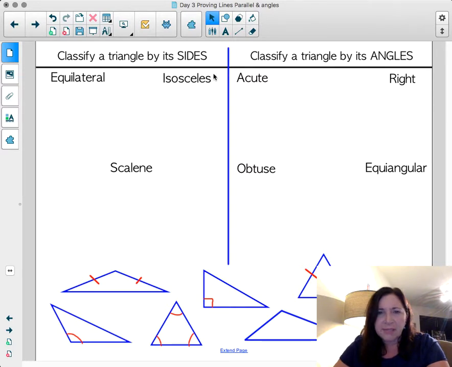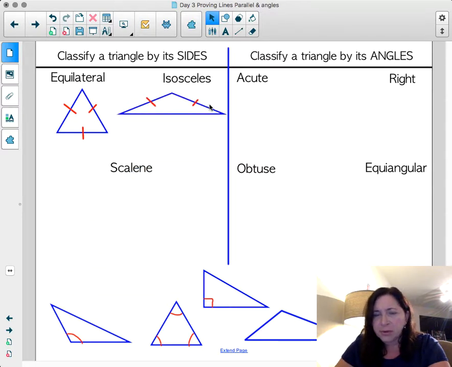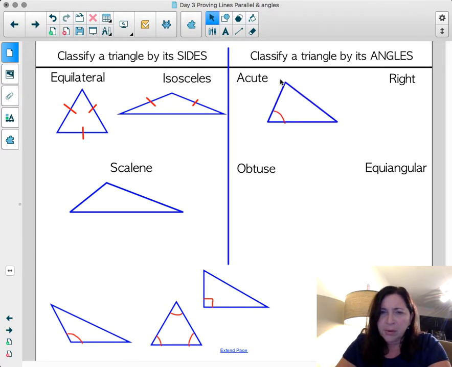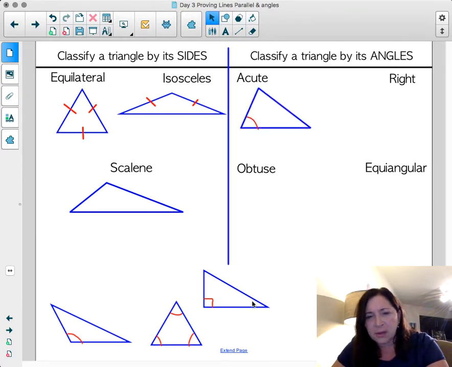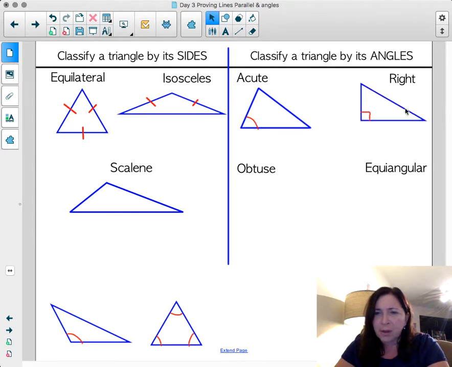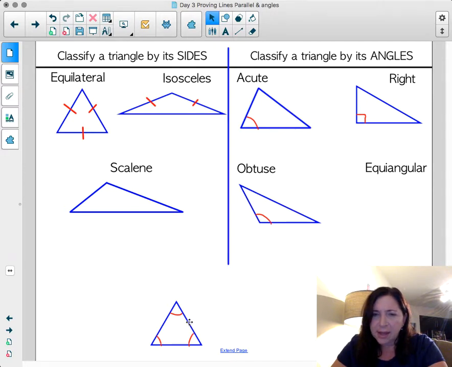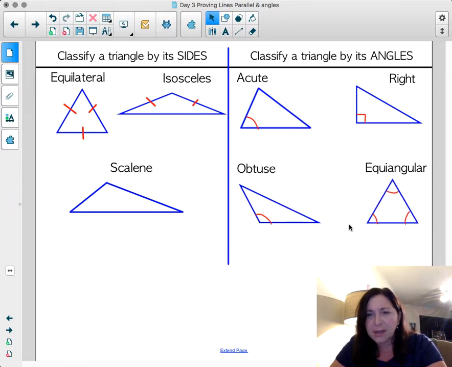So just classifying triangles by their sides, we have an equilateral triangle. If you recall, equilateral means all sides are congruent. We have isosceles, which means two sides are congruent. Scalene means all three sides are not congruent. An acute triangle has all acute angles. A right triangle has only one right angle. An obtuse triangle has one obtuse angle in it, and an equiangular triangle has three equal angles.